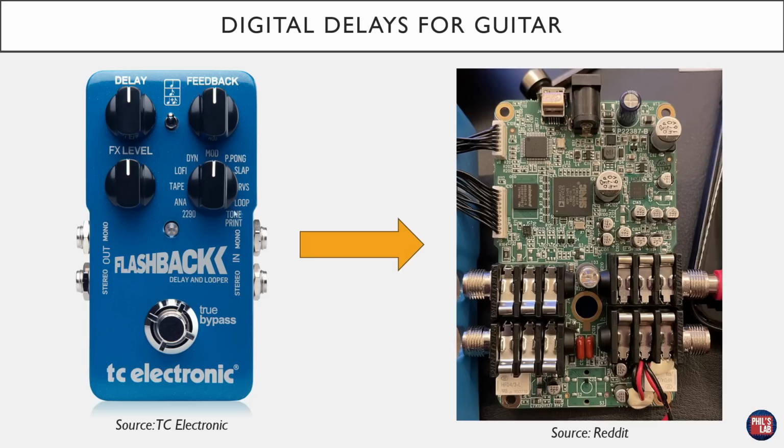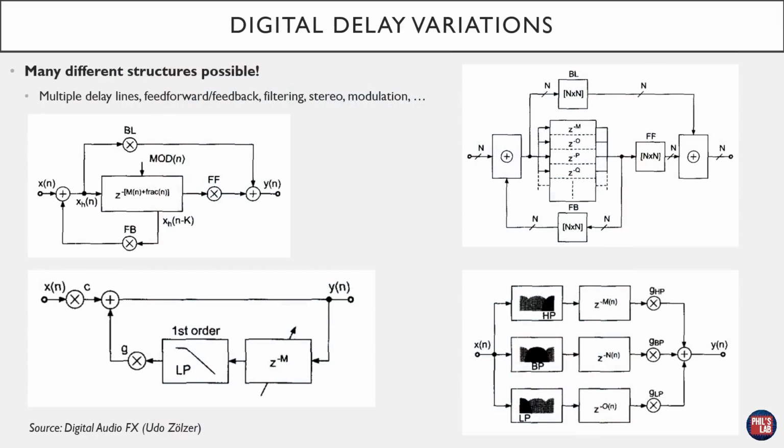The question is then, okay, how do we do, for example, these different sounds? So if you want a tape delay, a lo-fi, a modulated delay, ping pong, slap, and so on, well, basically we just have to do variations of that delay structure, or we choose different delay line lengths. So there are many, many different structures possible, and if you're interested in audio effects and digital signal processing in general, I'd strongly recommend checking out Digital Audio Effects, or DAFX, by Udo Zölzer, which is a great book covering many different audio effects in detail.